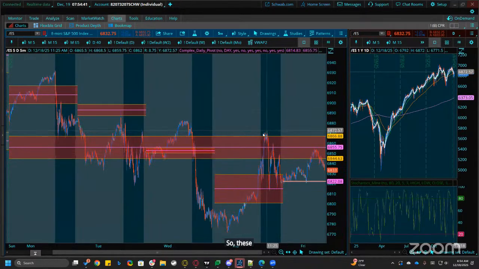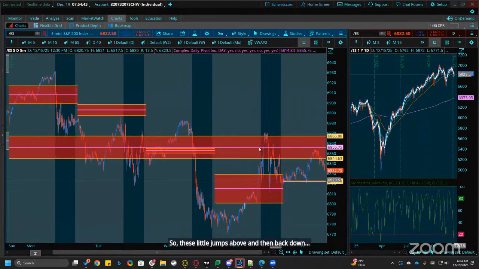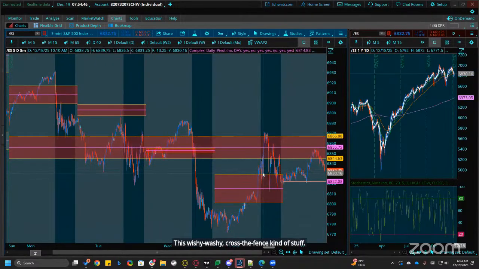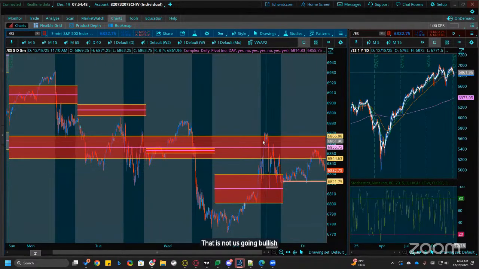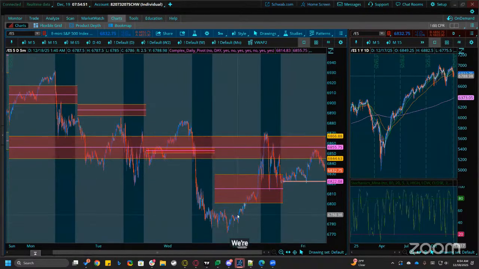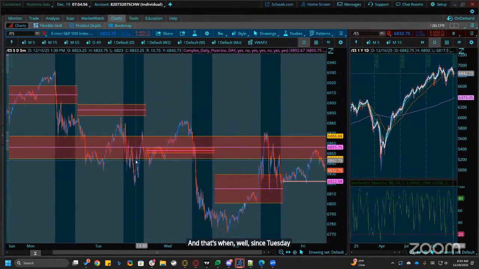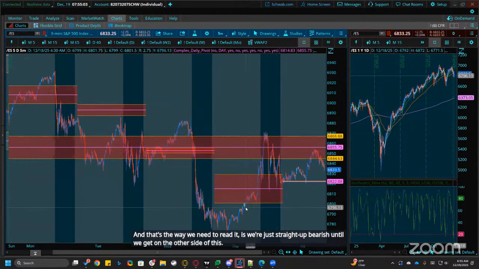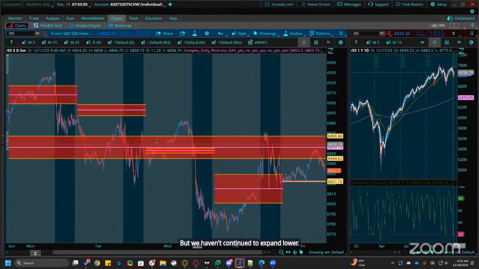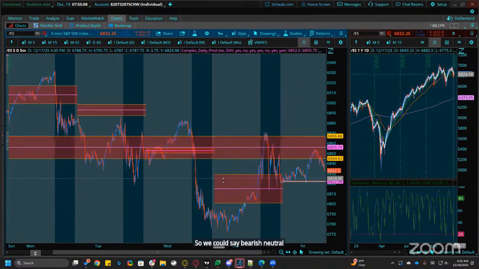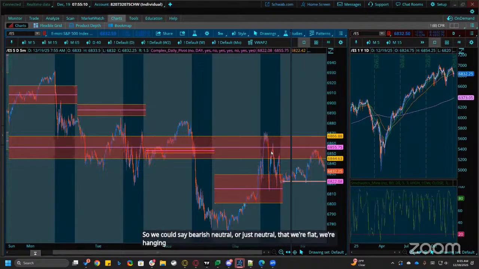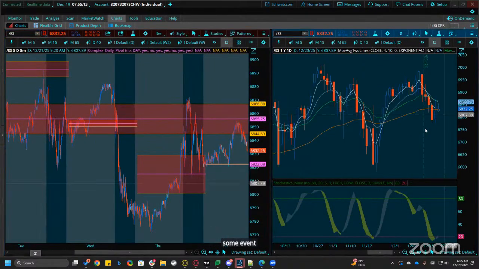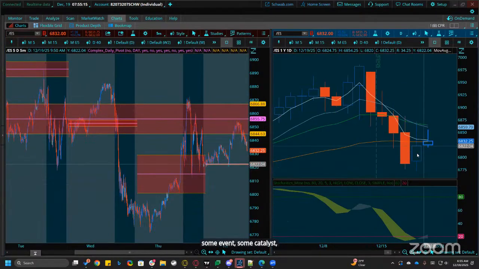So these little jumps above and then back down, this wishy-washy cross the fence kind of stuff, that is not us going bullish and bearish and bullish and bearish. We're just bearish since Wednesday. Well, since Tuesday, maybe. And that's the way we need to read it: we're just straight up bearish until we get on the other side of this. But we haven't continued to expand lower. So we could say bearish neutral, or just neutral, that we're flat, we're hanging out. We've got to get some event, some catalyst that can get us out of this mess.